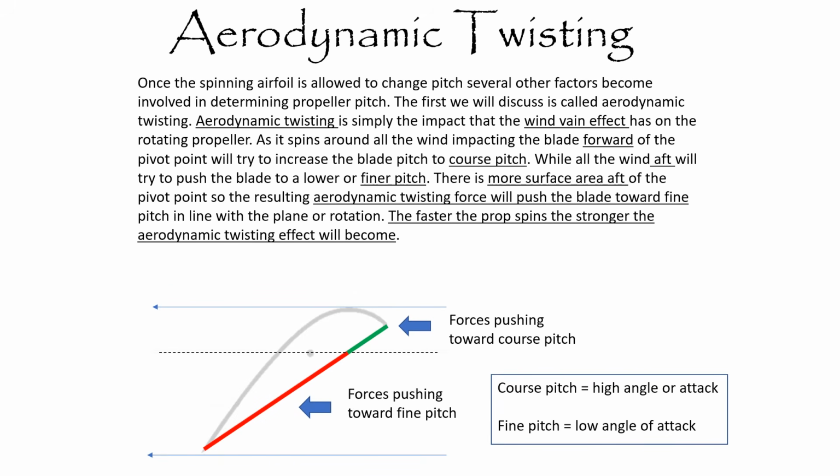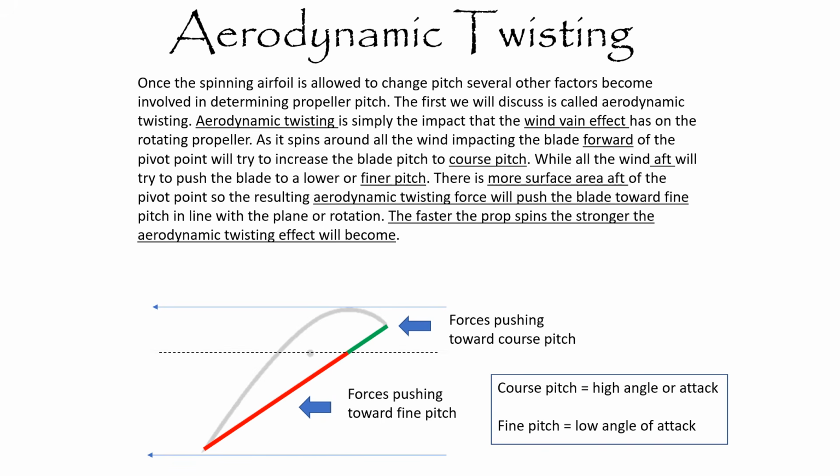Once the spinning airfoil is allowed to change pitch, several other factors become involved in determining propeller pitch. The first we will discuss is called aerodynamic twisting. Aerodynamic twisting is simply the impact that the wind vane effect has on the rotating propeller. As it spins around, all the wind impacting the blade forward of the pivot point will try to increase the blade pitch to coarse pitch, while all the wind aft will try to push the blade to a lower or finer pitch.